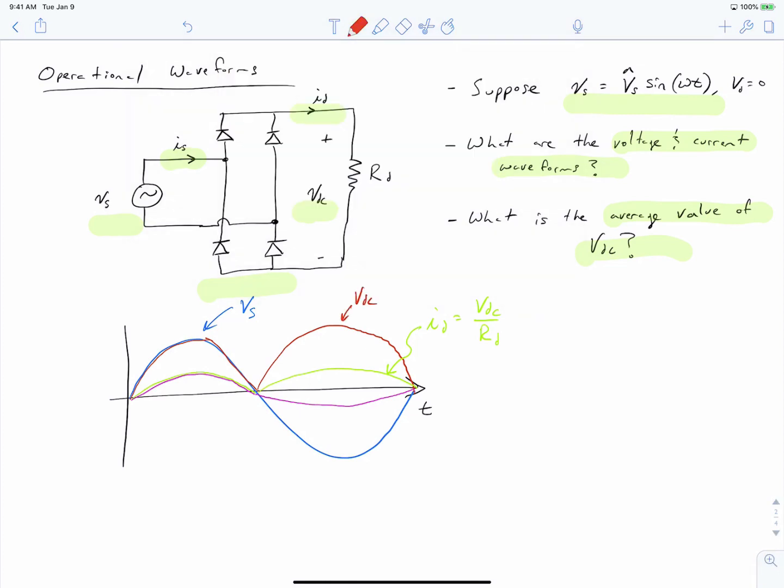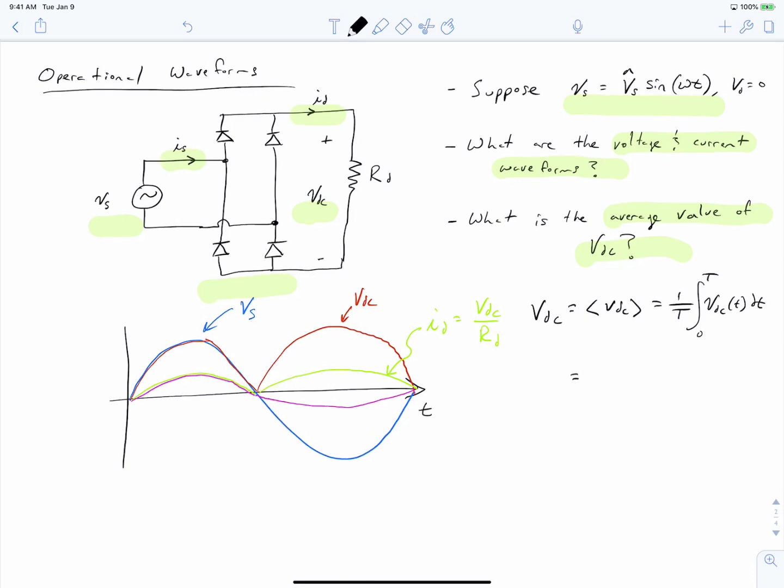Now we're ready to calculate the average value of VDC. The average value of VDC can be found by evaluating this integral, 1 over the period of the quantity integrated over the period that it repeats. So if we perform this integral, we can quickly see that we actually only need to integrate a single half cycle. So if this is our period here of length T, we have a VDC waveform that's symmetric about T by 2. You have the same VDC waveform in this half cycle as you have in this half cycle.